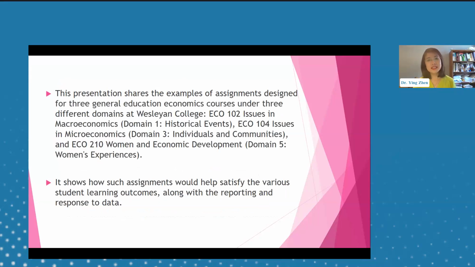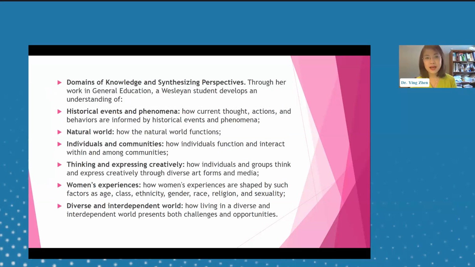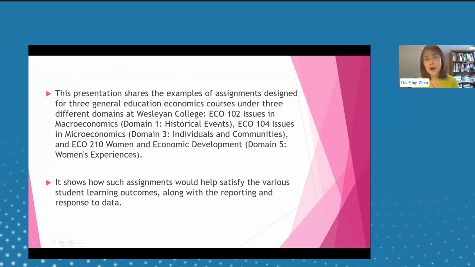My presentation today will share some examples of assignments designed for 3 general education economics courses under 3 different domains. They are intro-level economics courses. One is issues in macroeconomics, which is under historical events. Here I'd like to point out that this course used to be under the last domain, diverse and interdependent world, and personally I prefer that. But since it has been a challenge to include the same amount of courses under each domain, this course, Econ 102, has been moved to domain 1, historical events.